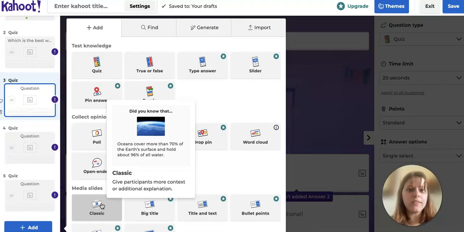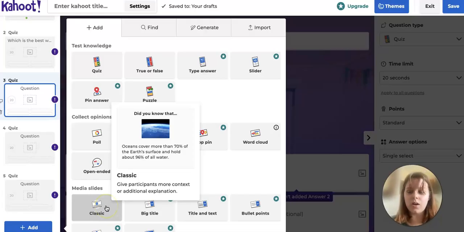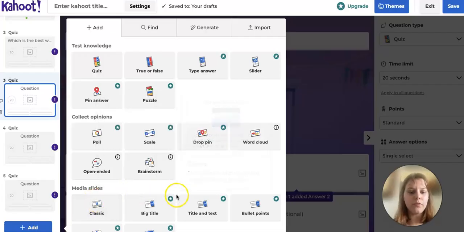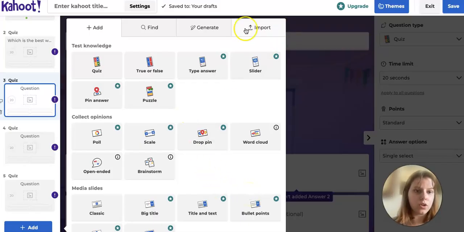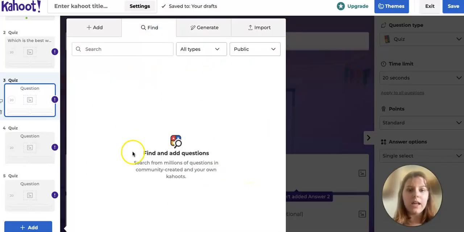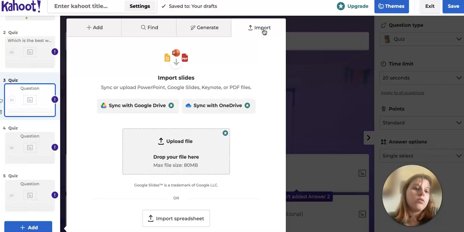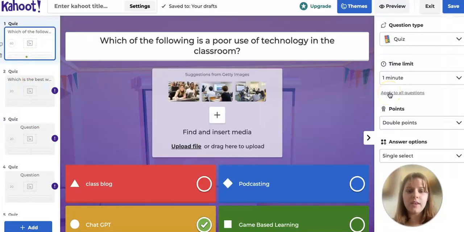I didn't even know Kahoot had this until I was looking through it. But this is where the facts can be shared that are on the questions for this. Title and text, you get the point. There's a lot of different choices for these questions. You can find and add questions. A lot of people have made Kahoots. All of their questions are on here. AI generated, of course, we're going to have AI generated, or you can import your own slides, which I had no idea you could do. So that is fascinating. But we are going to go back to this.